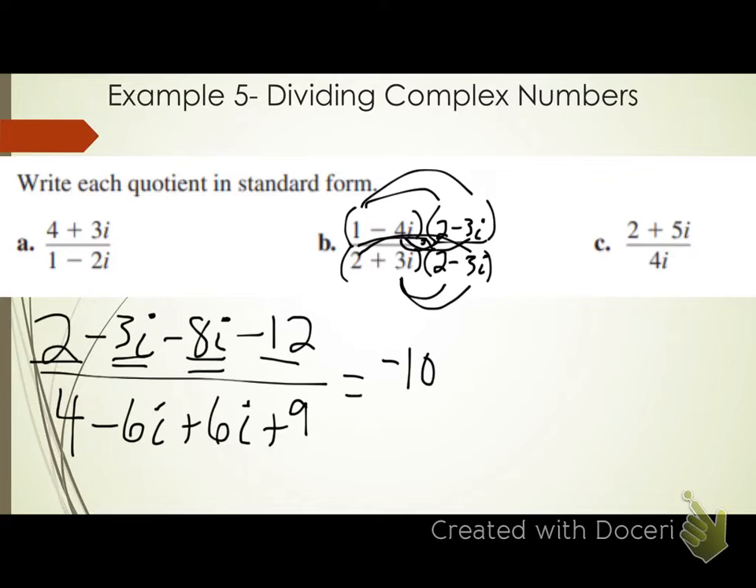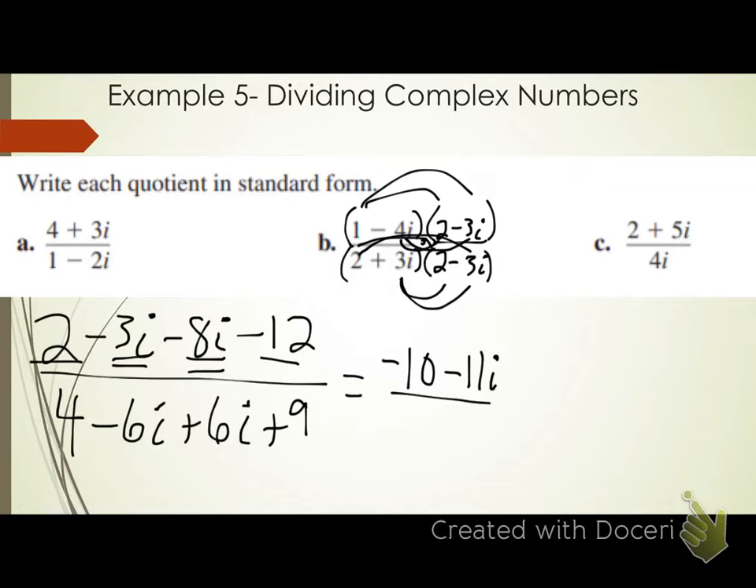-3i, -8i. What do I get when I combine those? Yeah, -11i. Everyone okay with that numerator? Squared? You don't have to square them. We're not multiplying, are we? We're just adding or subtracting, right?